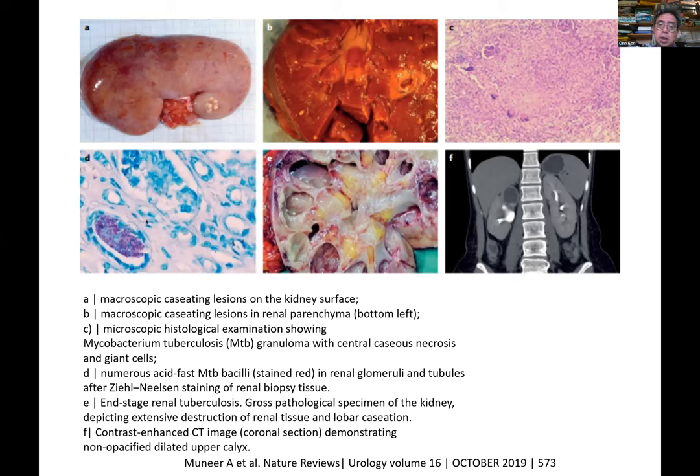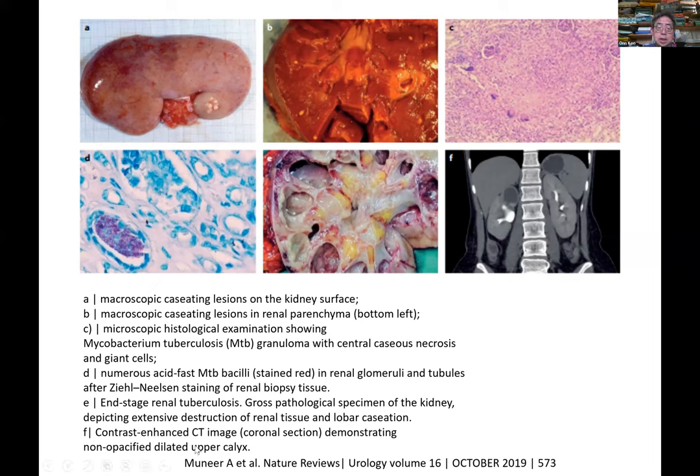And this is again from the review by Munir, which has some great pictures to show you. So this is macroscopic caseation in a kidney surface. B is in the renal parenchyma. C is, you can see granulomas forming within the kidney, with giant cells and some central necrosis. And in fact, on this Ziehl-Neelsen, you can see some bacilli staining. Okay, so this is obviously very marked TB. You can actually see the organisms. And then this is end-stage kidney disease with destruction of the renal tissue as well as lobar caseation.